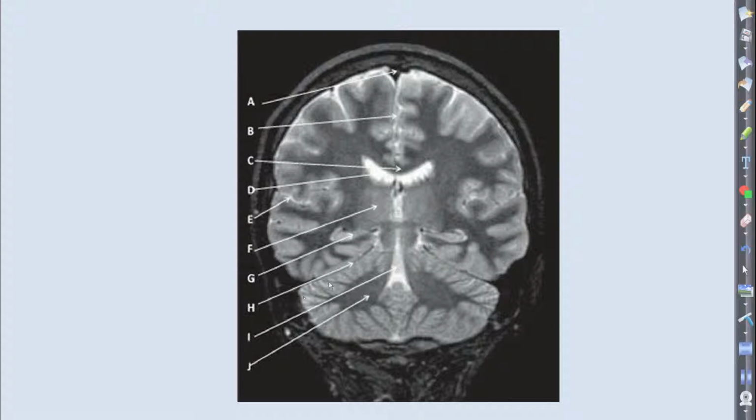H, that's a tentorium, almost like a tent over our cerebellum, right? So you guys see how it comes to a point. It looks like a tent, tentorium. I, fourth ventricle. J, cerebellum. That's where we get most of our cognitive ability.